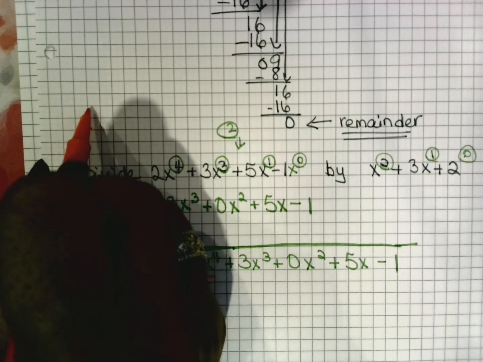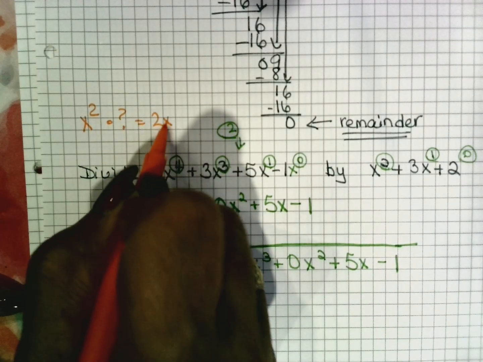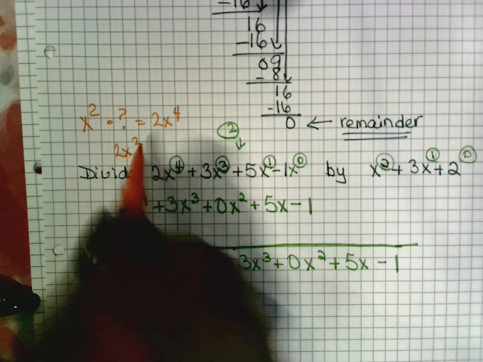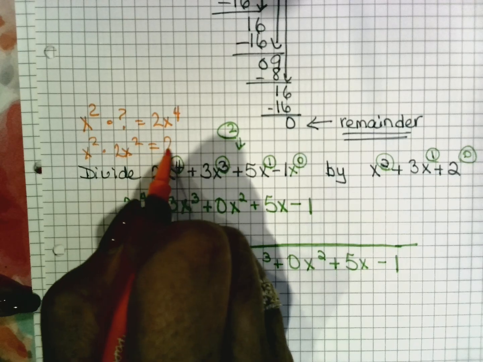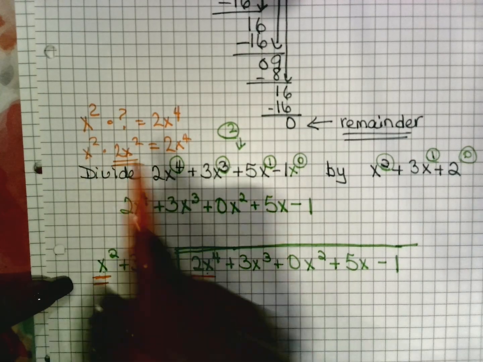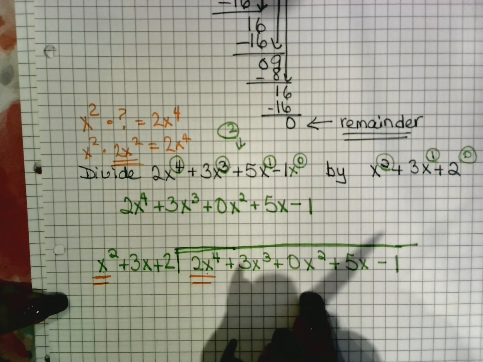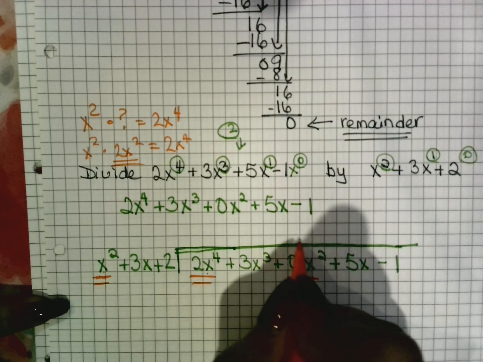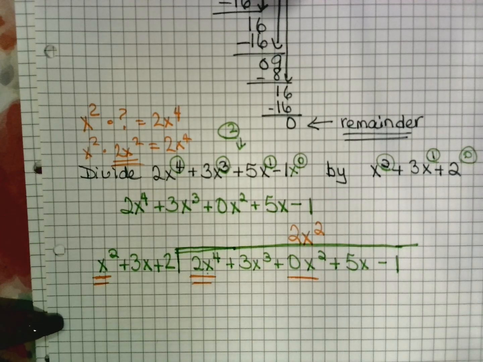So what do I multiply x squared by to get 2x to the 4th? Well, your answer is going to be 2x squared, right? x squared times 2x squared is going to be 2x to the 4th. So we're going to use this 2x squared, and now where we place it is also very important. We're going to go to the x squared term, which is right here, and then right above it we put the 2x squared. Okay?